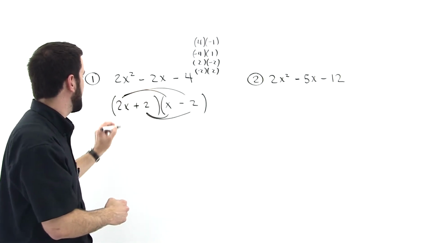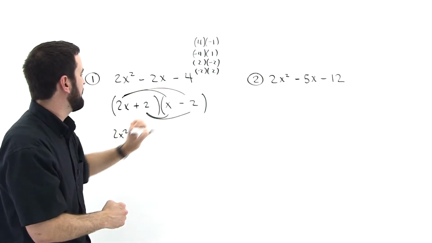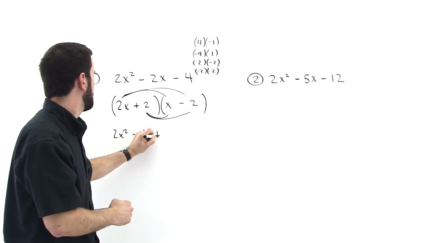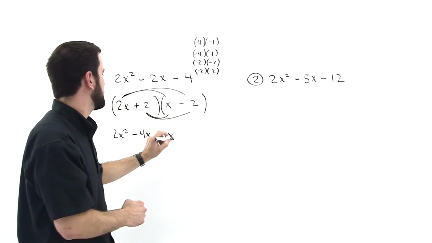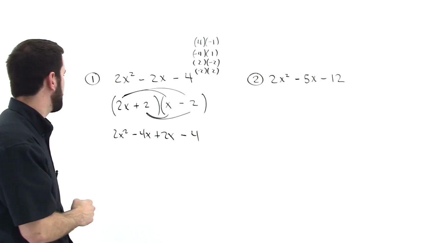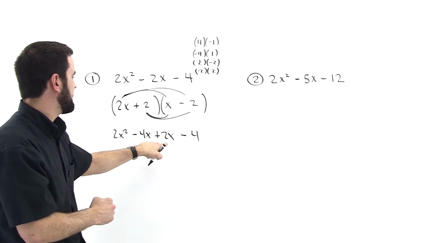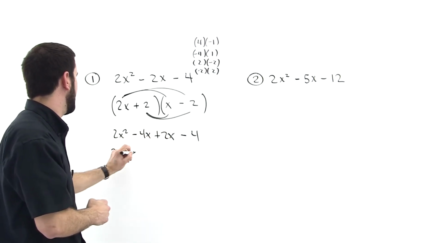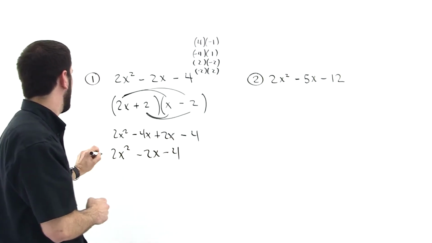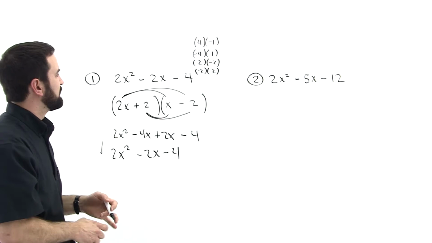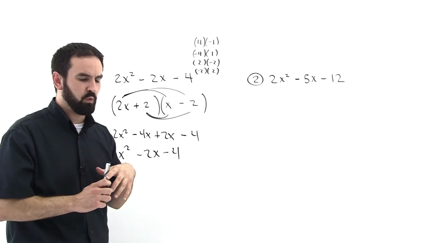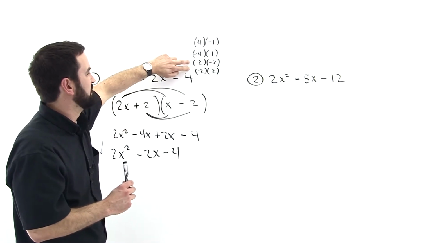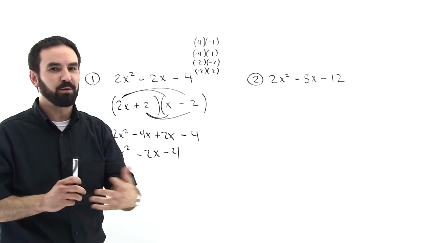So 2x times x, 2x squared, and then 2x times -2, -4x, and then 2 times this plus 2x, and then 2 times -2 is -4, right? So we see that we have -4x and positive 2x. So then those combine, right? And this is 2x squared minus 2x minus 4, and we nailed it, right? Nailed it on the first shot. So a good rule of thumb is to pick the multiplication factors that are closest together. In this case, it was these guys. Now that won't always be the case, but that'll usually be the case.